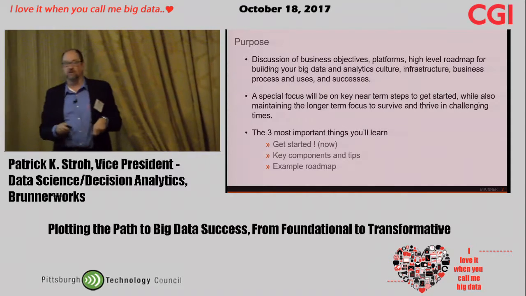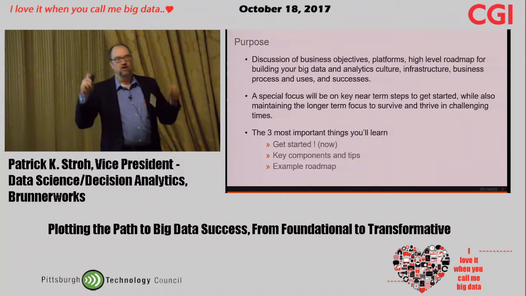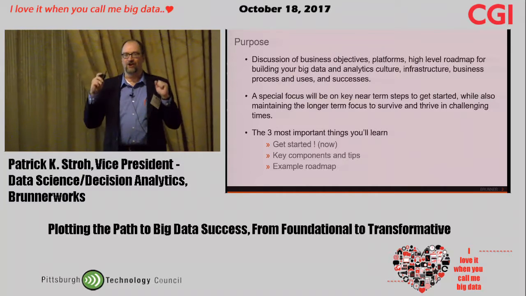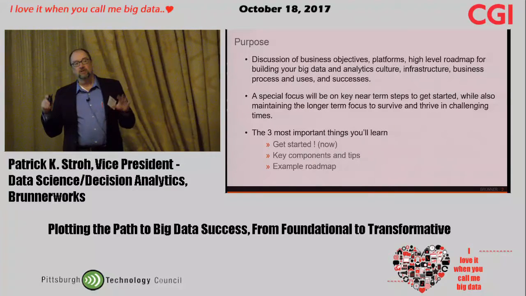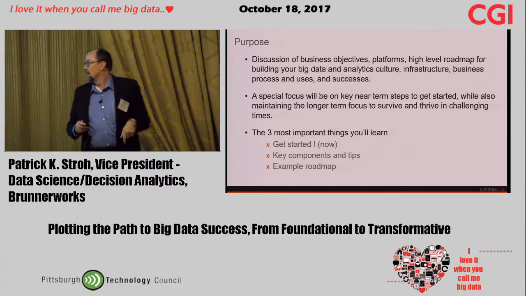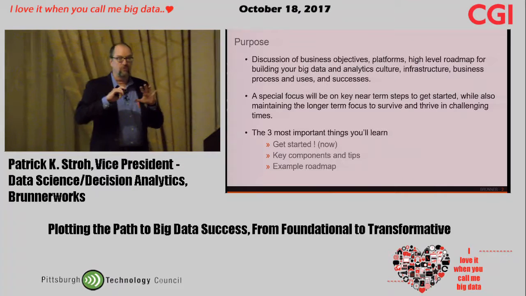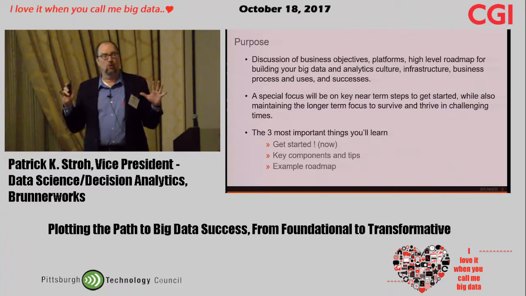So there are three important things you're going to learn. Number one, if you haven't started, you need to get started right now. That's number one. Number two, some key components and tips. And I'm also going to present what I view as an example roadmap.